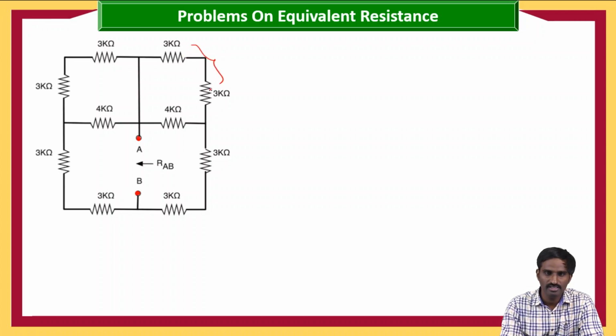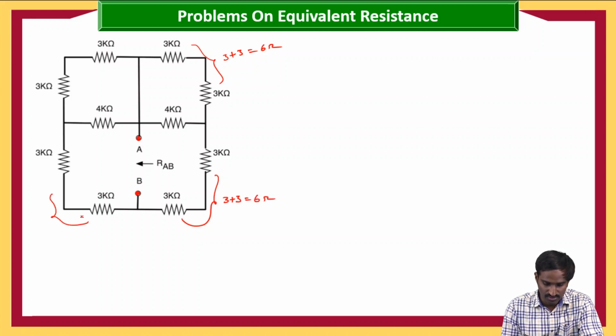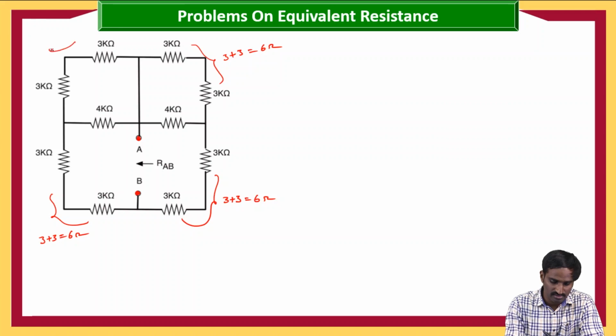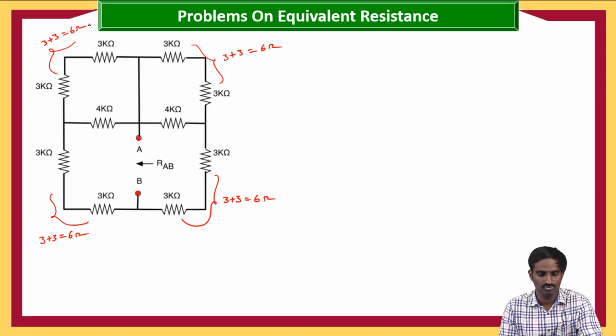These are in series. So here 3 plus 3, which is equal to 6 ohms. And again here these two also are in series. So 3 plus 3, again here it is 6 ohms. And again same way these two, 3 plus 3, again 6 ohms. And again here it is 3 plus 3, which is also 6 ohms. So now all these 4 can be replaced with the 6 ohms.